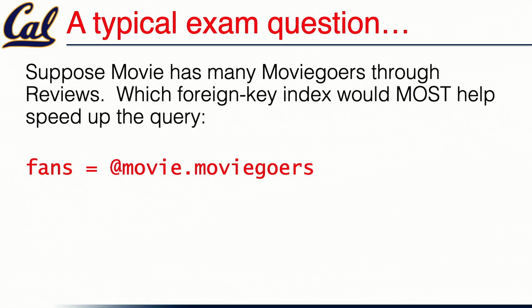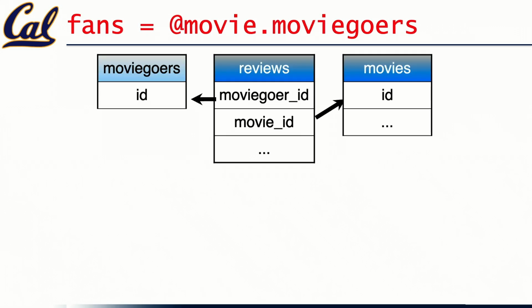That means that you have a review. The review is tied to one movie and it's tied to one moviegoer. And somewhere in our app, we're doing a query where we have a movie and we want to get all the moviegoers associated with it. And the question is, which indices, in other words, which foreign keys on which tables should be indexed to speed up that query? So here's a picture to help us. What's the answer? Or how would we work through the answer?